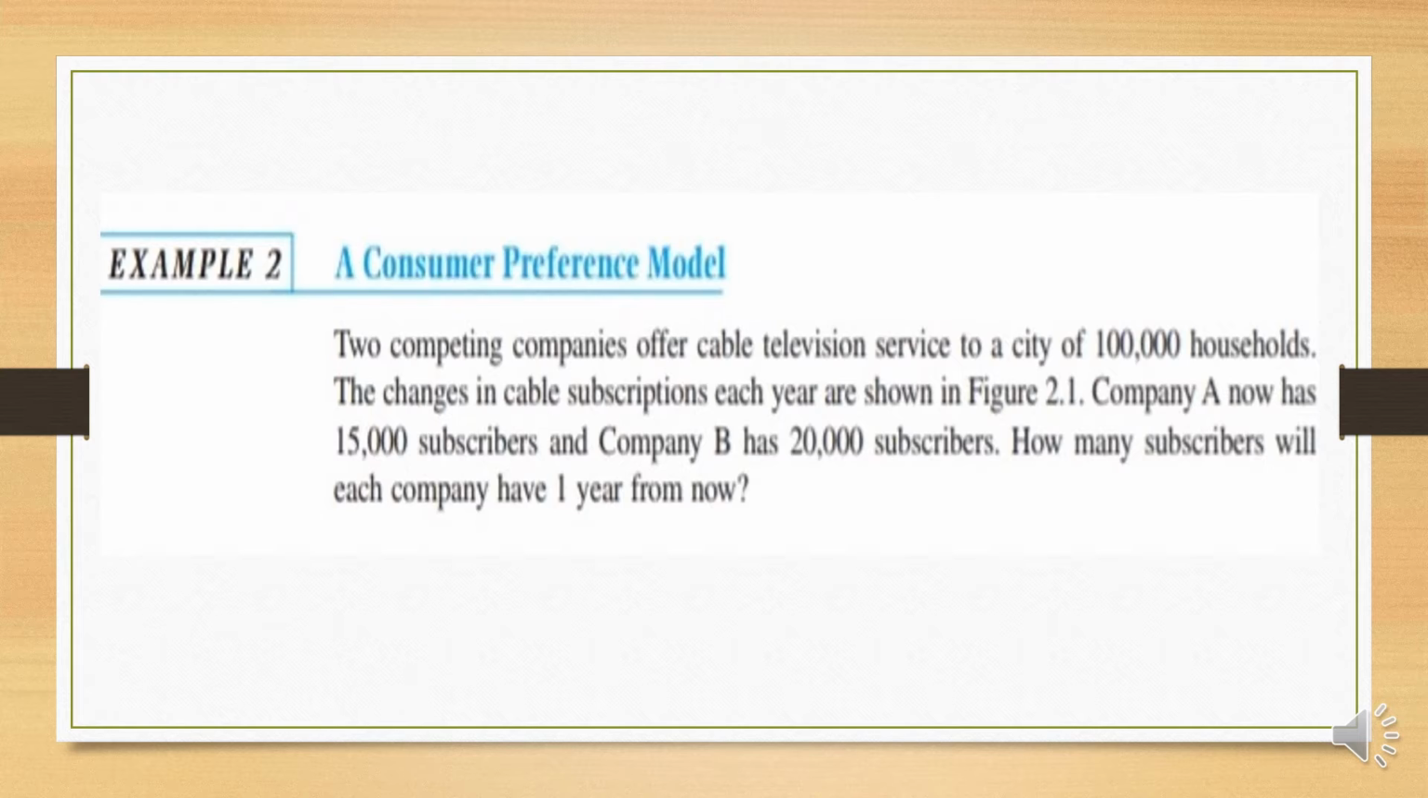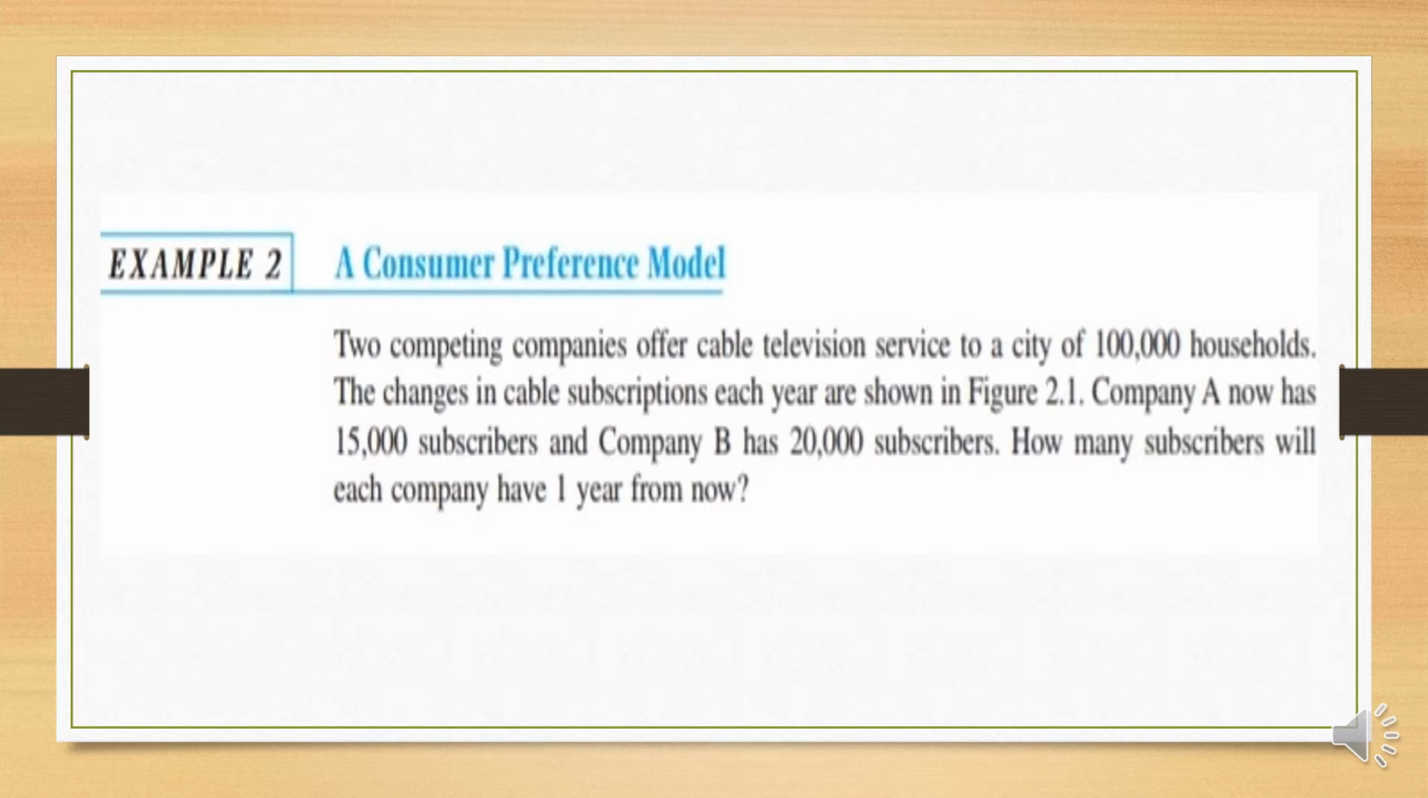Currently, Company A has 15,000 subscribers and Company B has 20,000 subscribers, and the question is, how many will each company have 1 year from now? How many after 3 years, 5 years, and 10 years? And if this is the case, what is the steady state? So let us answer these questions using the stochastic matrix and matrix operation.